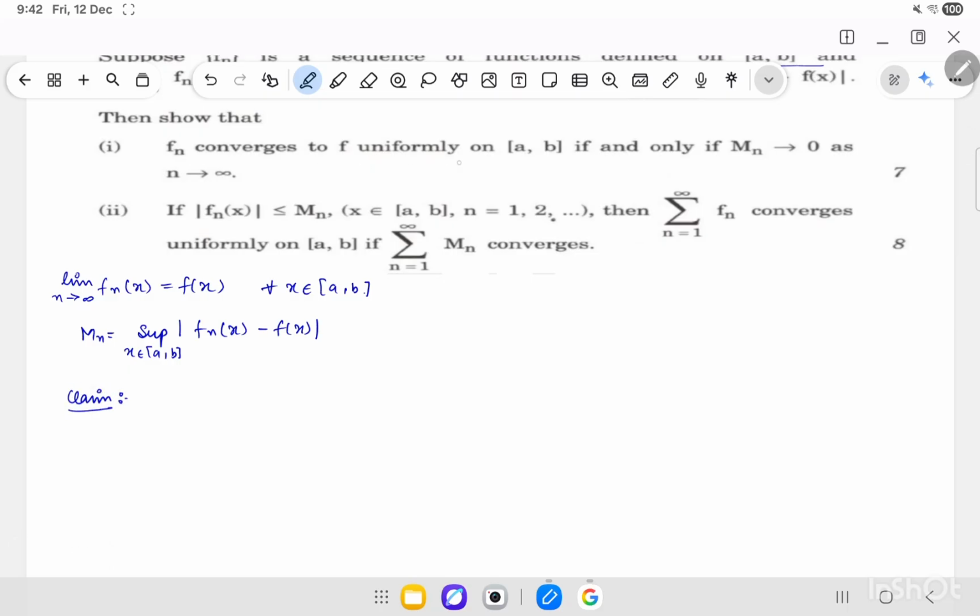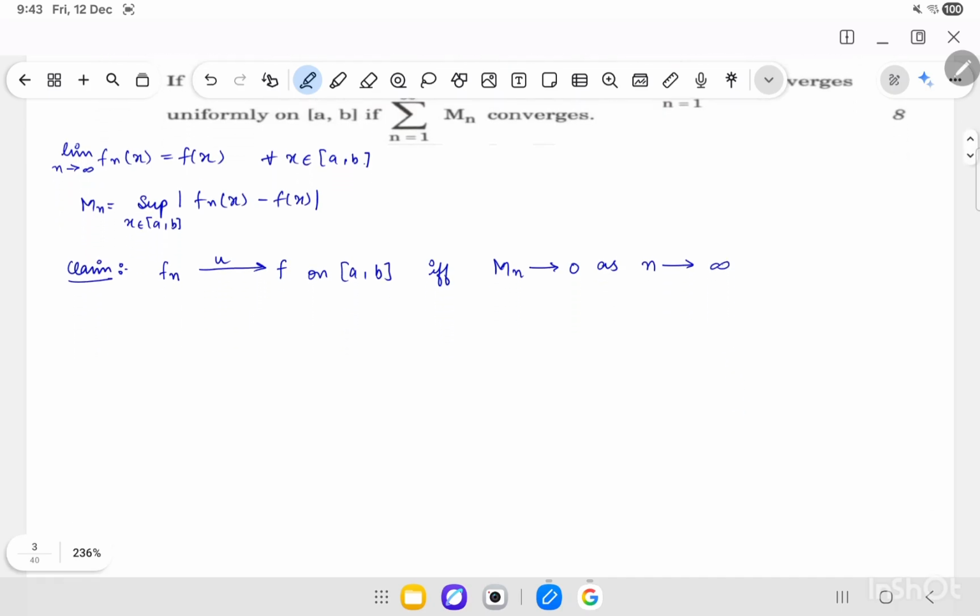So the first part of the question is, our claim is that f_n converges to f uniformly on the closed interval a comma b if and only if M_n approaches 0 as n approaches infinity. This is our first claim. So let's prove it first.